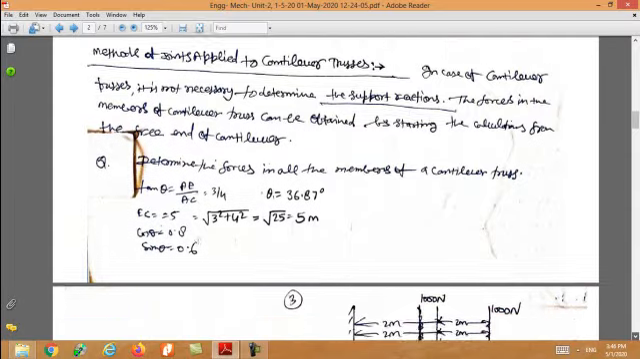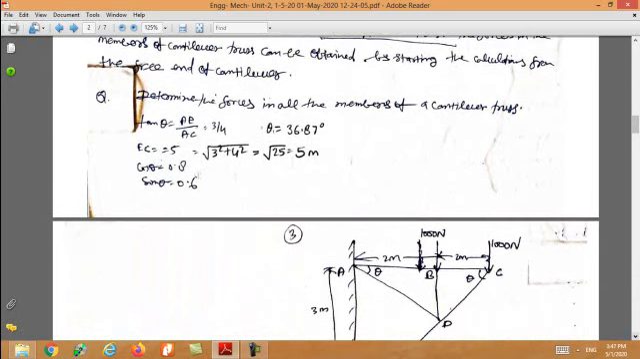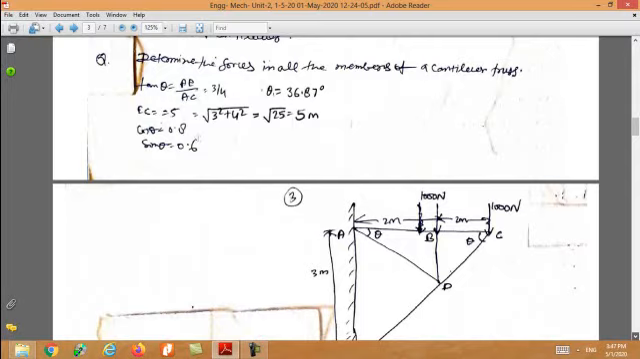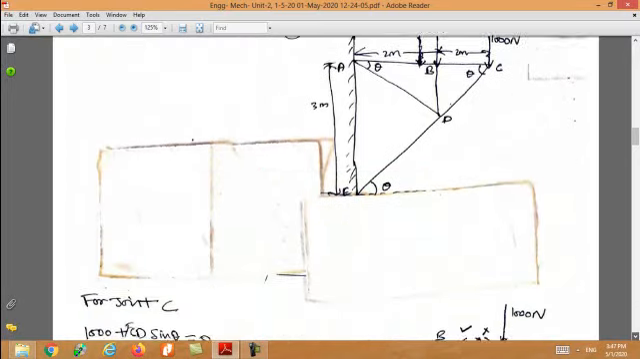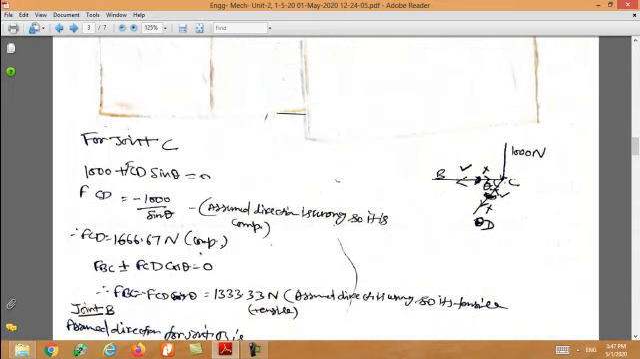Here you are seeing a cantilever truss on which two loads, 1000 Newton at C and 1000 Newton at B, are acting. First calculate tan theta to find the angle. Tan theta is equal to 3 upon 4 and theta is 36.87 degrees. Calculate sin theta and cos theta, and the value of EC is the square root of 3 squared plus 4 squared, which is 5, because we require it.